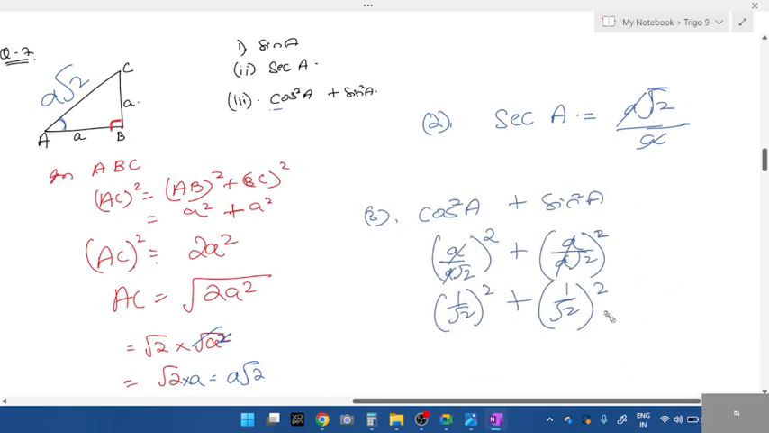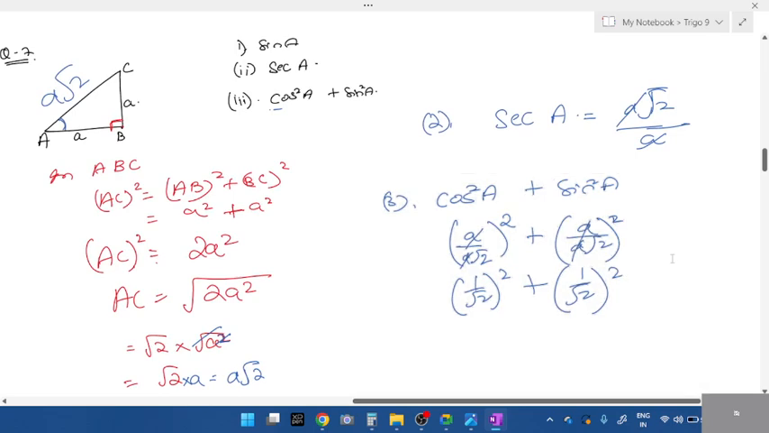Open the bracket, students. When you open the square, what you'll get? 1 by 2 plus 1 by 2. If you take LCM, you get 2 by 2. What's the answer?